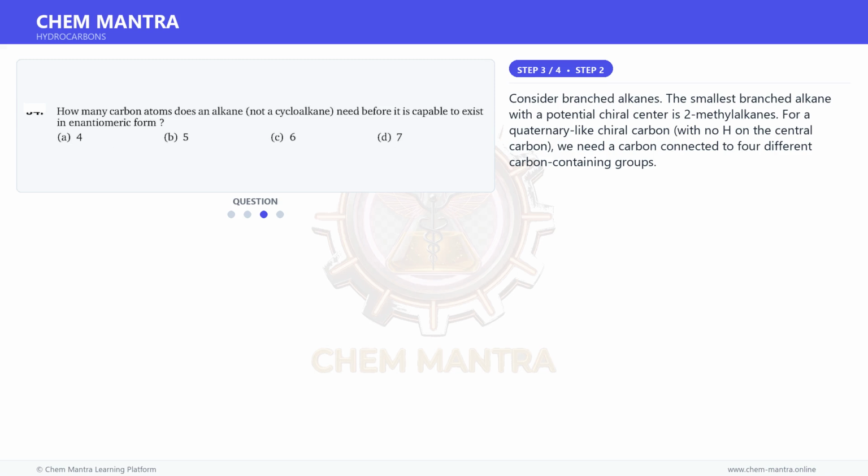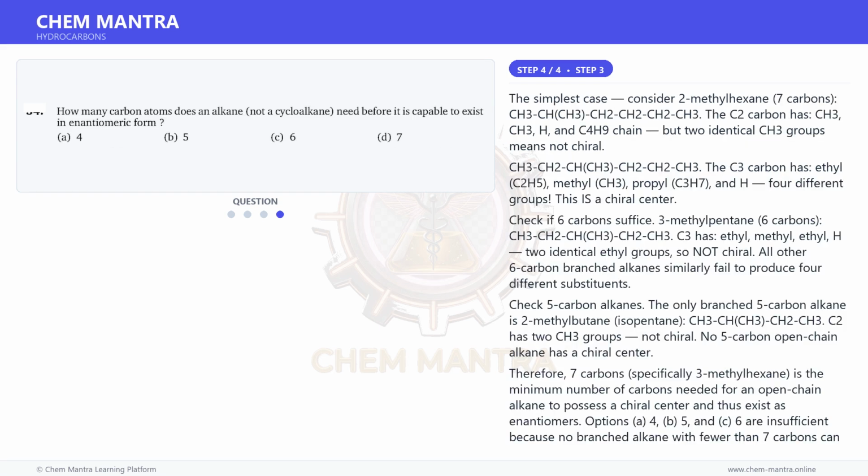Moving on to the next step. Consider branched alkanes. The smallest branched alkane with a potential chiral center is 2-methylalkanes. For a quaternary-like chiral carbon, with no H on the central carbon, we need a carbon connected to 4 different carbon-containing groups. And for the final step, the simplest case, consider 2-methylhexane, 7 carbons: CH3CH(CH3)CH2CH2CH2CH3.